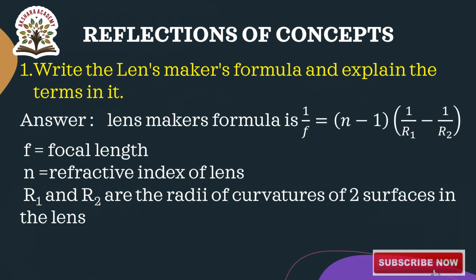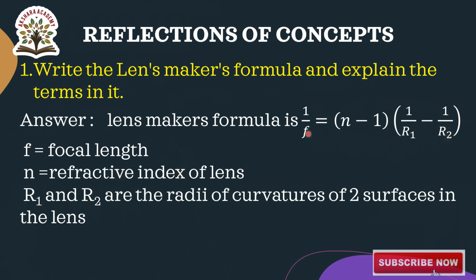Lens maker's formula is 1 by f equals n minus 1 of 1 by r1 minus 1 by r2. Here this is the lens maker's formula. So 1 by f equals n minus 1 of 1 by r1 minus 1 by r2.